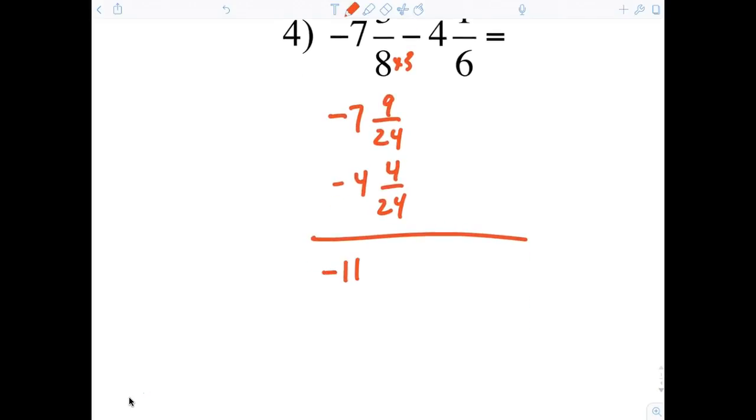So that'd be negative 11, 9 plus 4, 13. So the answer is negative 11 and 13 over 24.